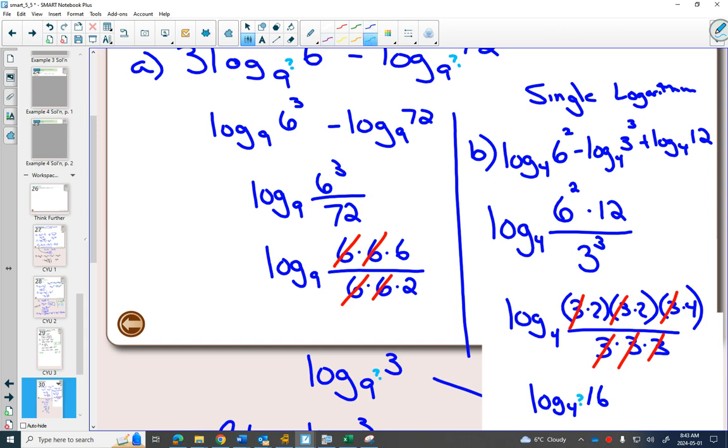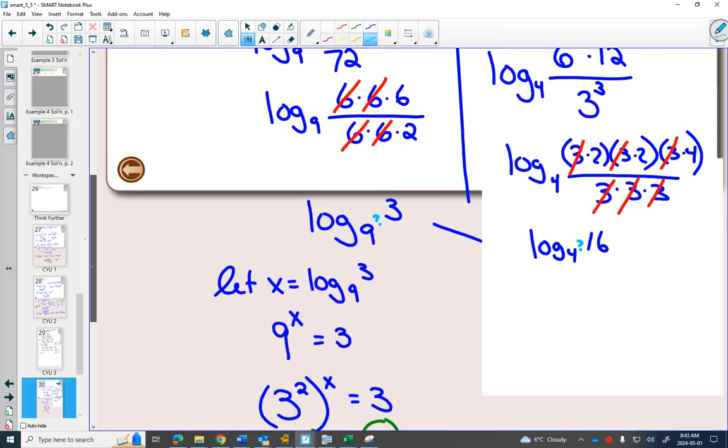And this one I think we could figure out. Log 4 is 16. Is asking you, what's the exponent? 4 to what exponent would be 16? That one is 2. So you can circle question number 13.